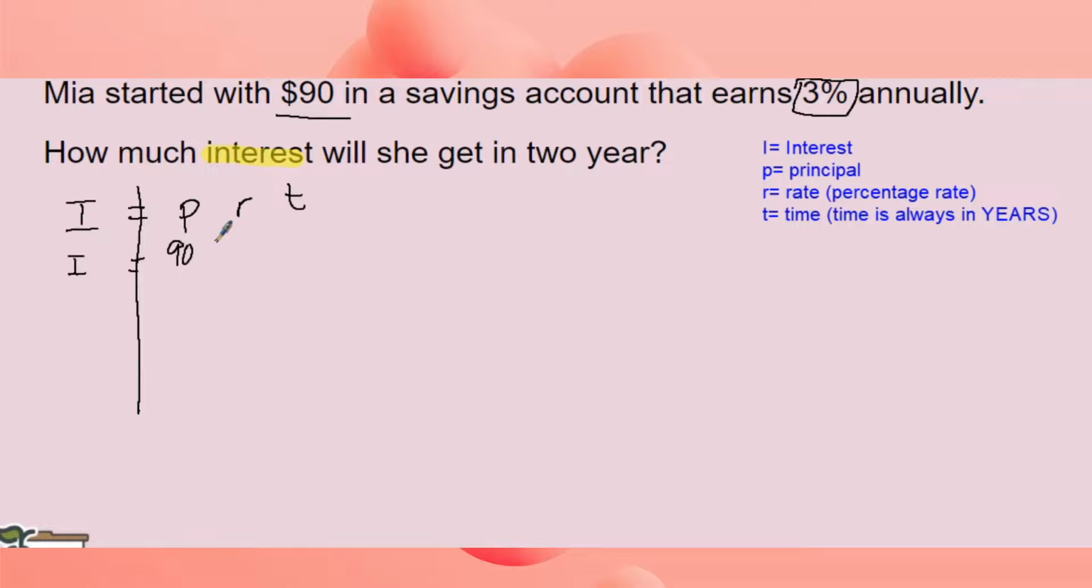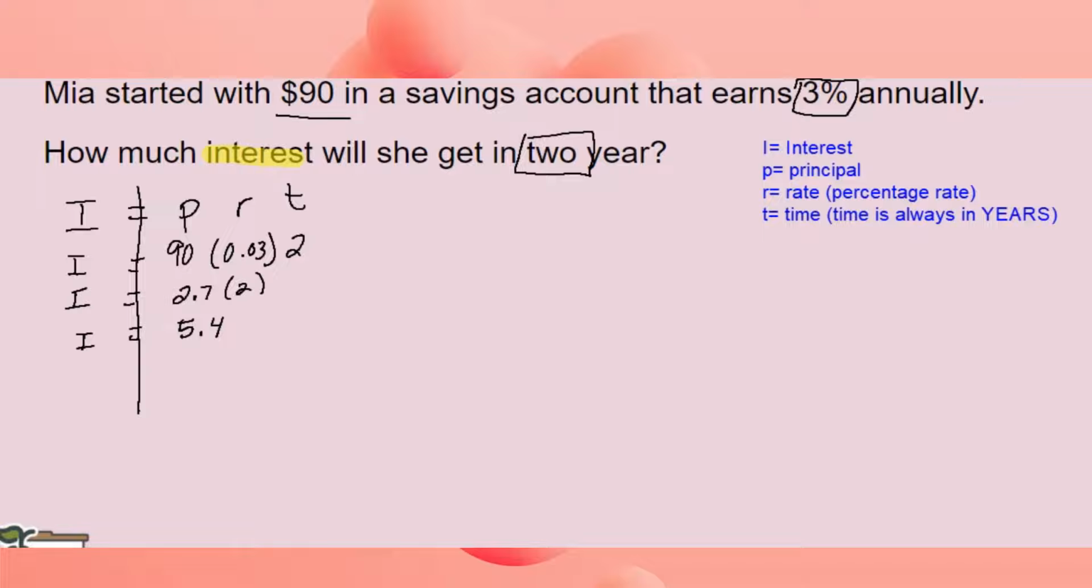So our rate, we need to make sure we use the decimal form of the percentage, which will be 0.03. And our time, T, is always in years. So here it lets us know she kept the money in her bank for 2 years. So I'll go ahead and use 2 for my time. Now I have to multiply everything. 90 times 0.03 is 2.7. And I have to make sure I multiply that by 2. When I multiply that by 2, I get 5.4.